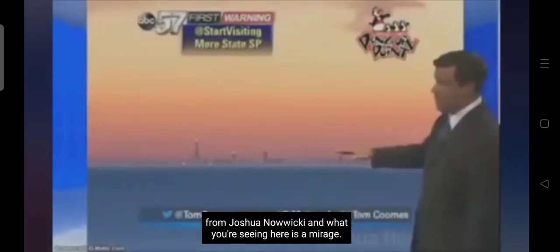This is from Joshua Nowicki, and what you're seeing here is a mirage. We typically would not be able to see this from the Lake Michigan shore. We talked about this last night. Conditions are right on the lake that we're actually seeing a mirage.